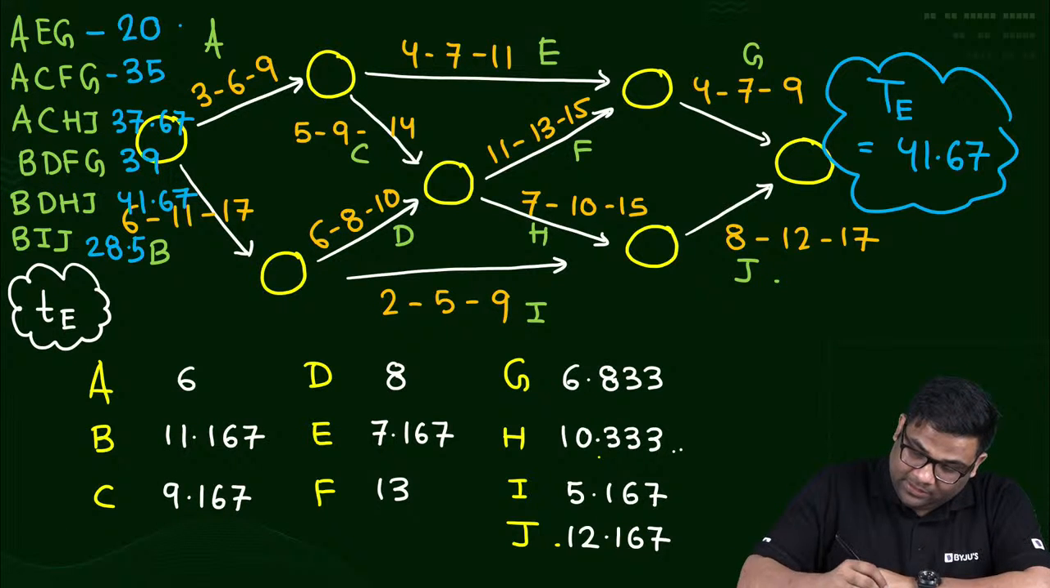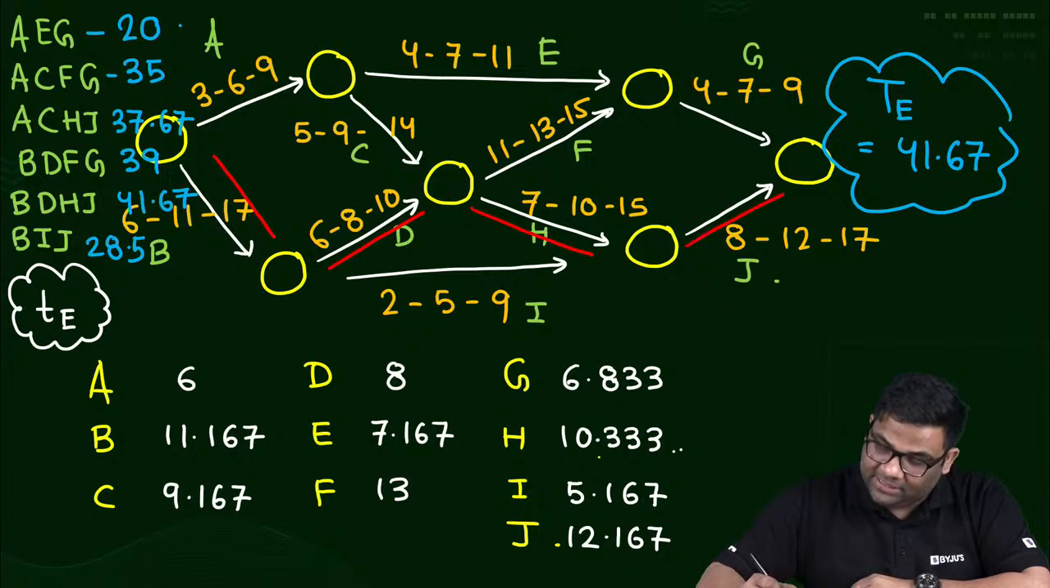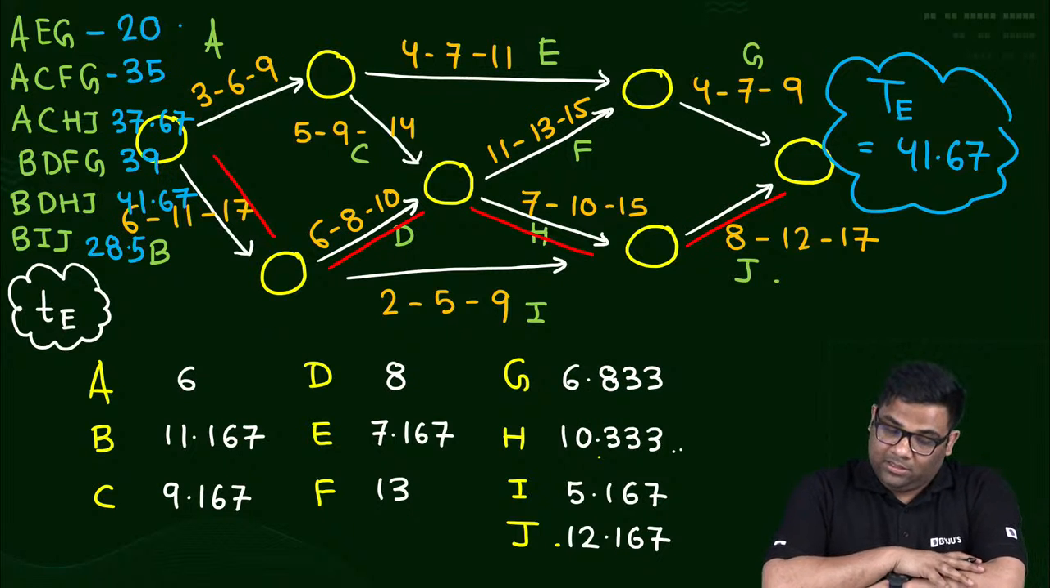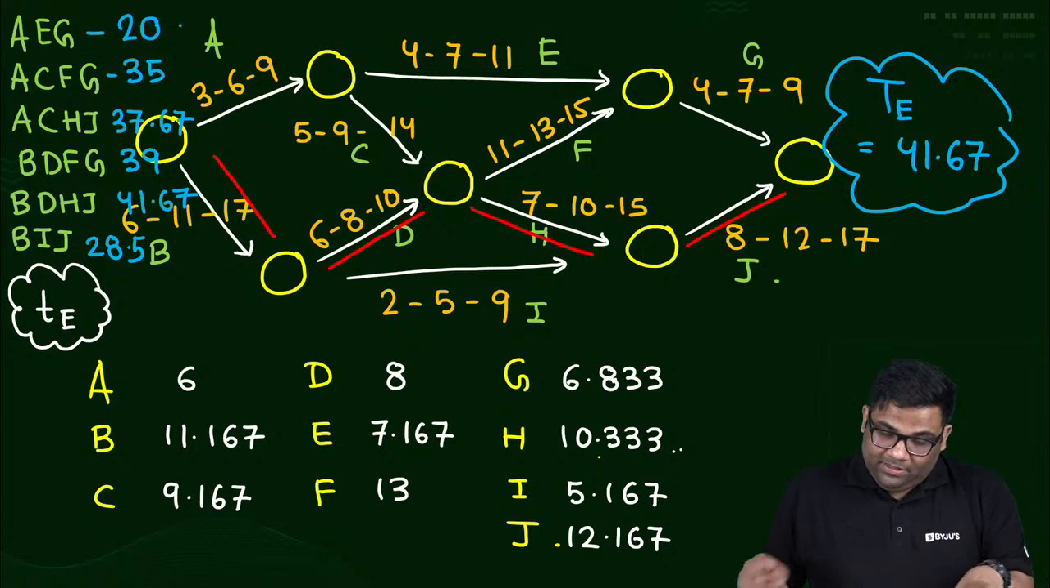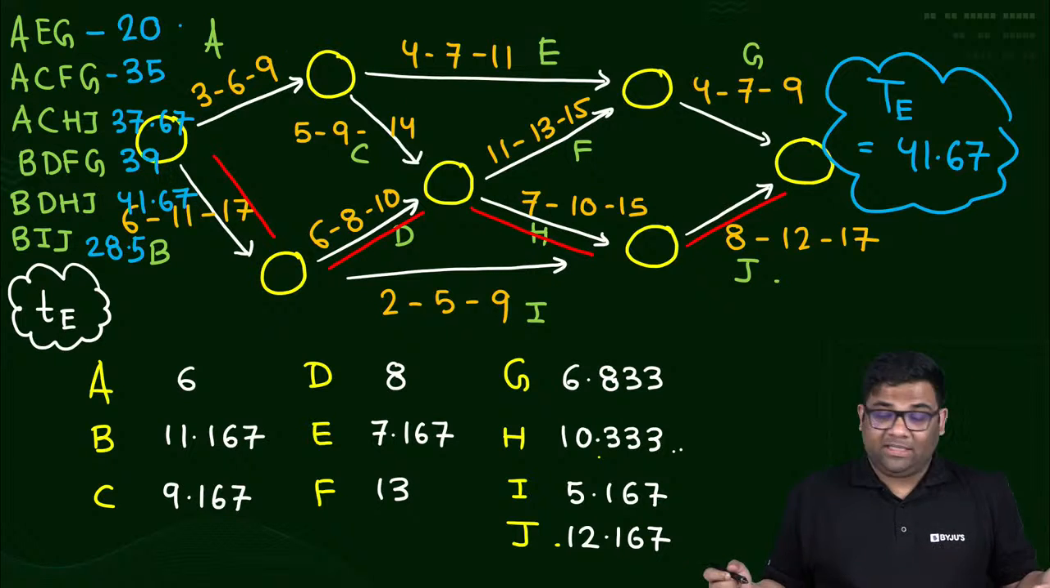This is the critical path. B, D, H, and then J. This is the critical path, right? Let me just add the values: 11.167 plus D is 8 plus H is 10.333 plus J is 12.167. Approximately I can say 41.67.